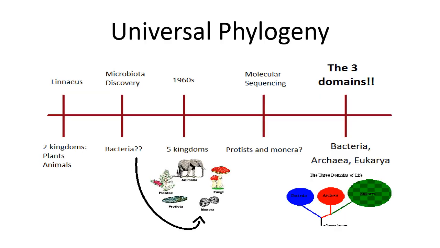All right, so we're going to briefly talk about the universal phylogeny. This is something that has continually been refined over the years. Back in Linnaeus's time, he just had 2 kingdoms, plants and animals, because he discovered this before bacteria. That was then added in. In the 1960s, we had 5 kingdoms. And then molecular sequencing showed we actually have some groups which need to be split up even more. And so now we added domains, which are more general than kingdoms.